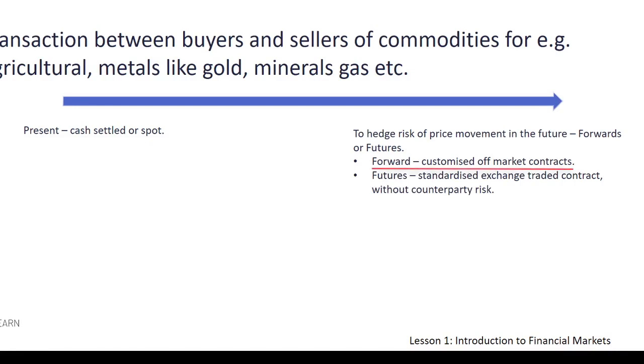Forwards are customized contracts between buyers and sellers. A futures contract, on the other hand, is exchange settled with standard terms of delivery, price, quantity, and quality of the underlying commodity. With the exchange as a counterparty, both parties are assured of settlement and protected from risk of default.